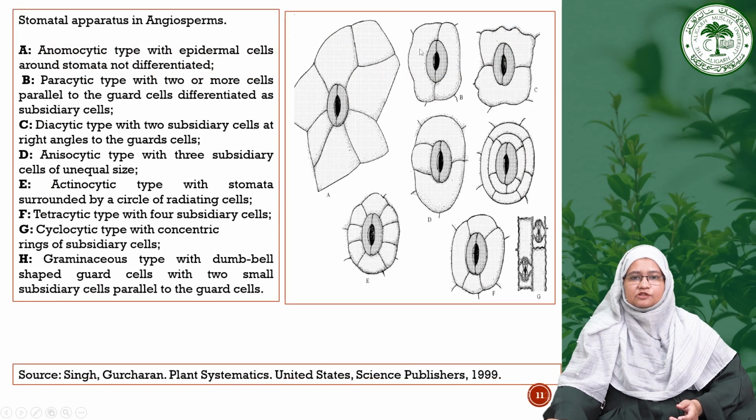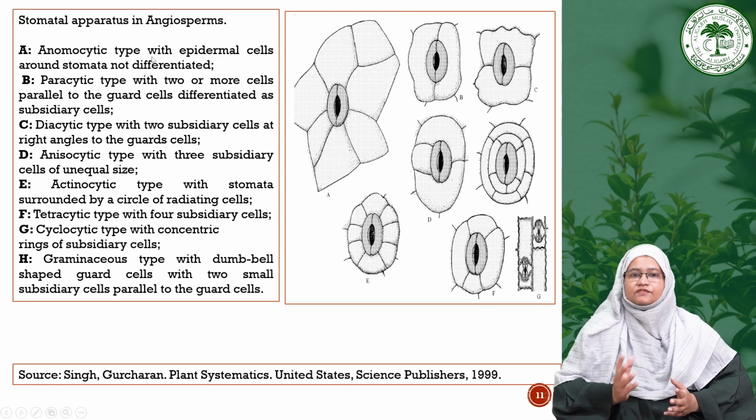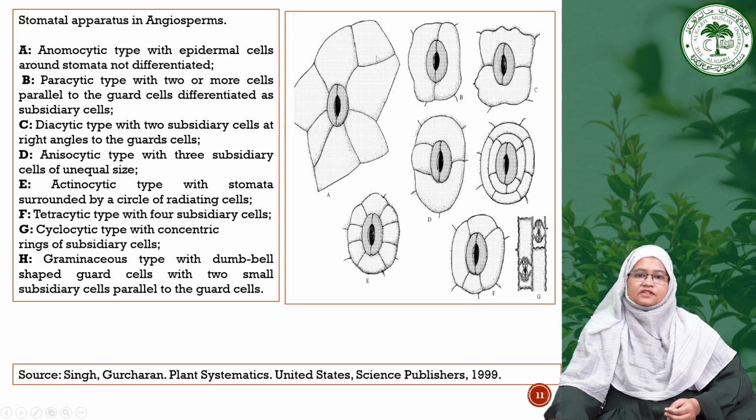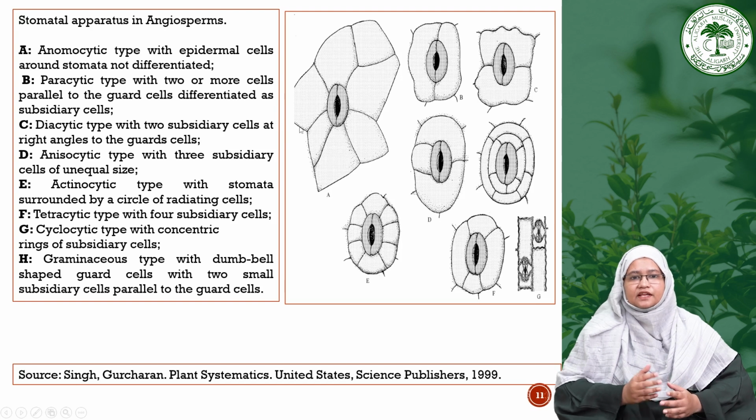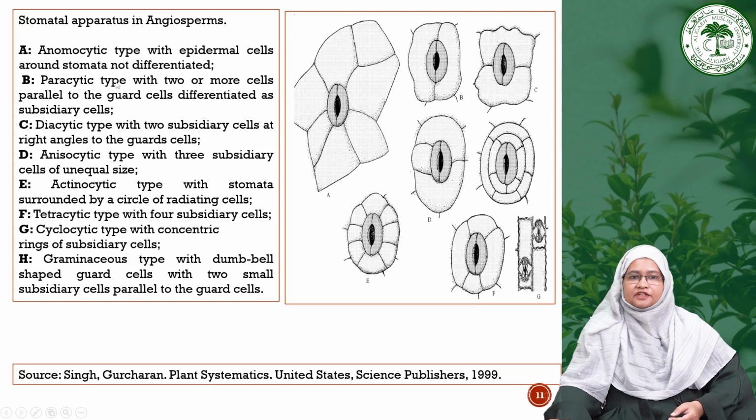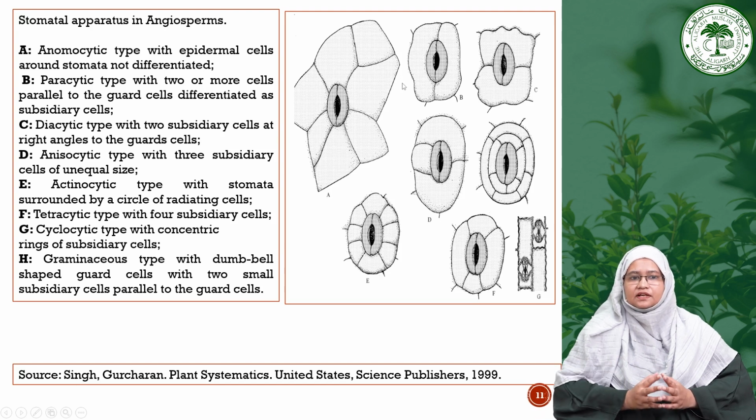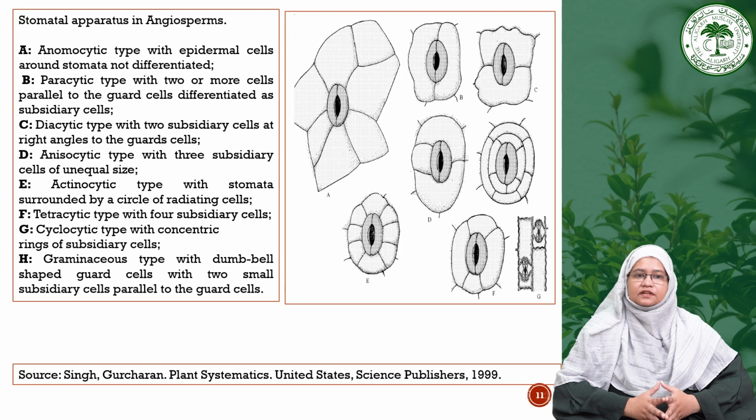As you can see in this particular picture, there are different types of stomatal apparatus found in angiosperms. The first one, A, is called the anomocytic type, in which the epidermal cells around the stoma are not differentiated. You can see here all the epidermal cells are similar and do not differentiate into other cells. Then the second type is the paracytic type. They have two or more subsidiary cells parallel to the guard cells. As you can see here in this image, the subsidiary cells are just parallel to the guard cells. So this is termed the paracytic type of stomatal apparatus.